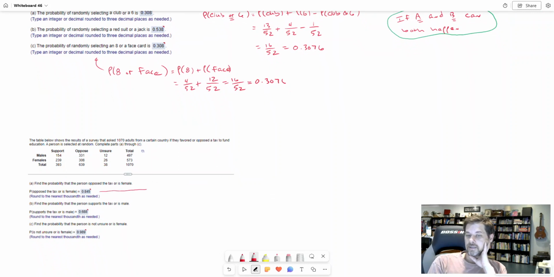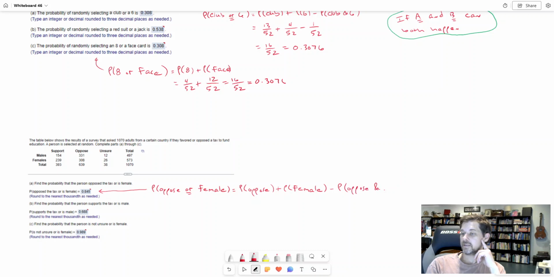All right, so we'll work like this. I'm going to get that answer this way. Probability oppose the tax or female. I'm going to use that formula that I point out up there. That'd be the probability that I pick somebody randomly out of this group and they oppose the tax, plus the probability that a random person chosen out of that group is female, minus the probability that they oppose the tax and at the same time are female.